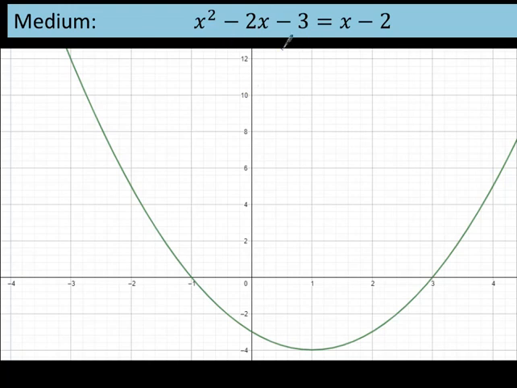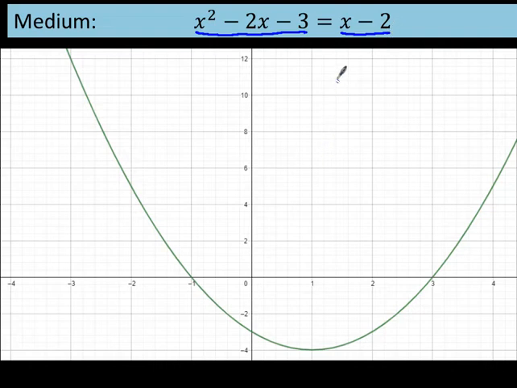Okay, this is a slightly harder version of a follow-on question. We've got the same expression here, x squared minus 2x minus 3, and we want to know where this equals x minus 2.